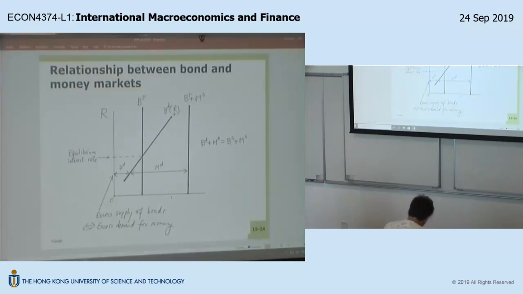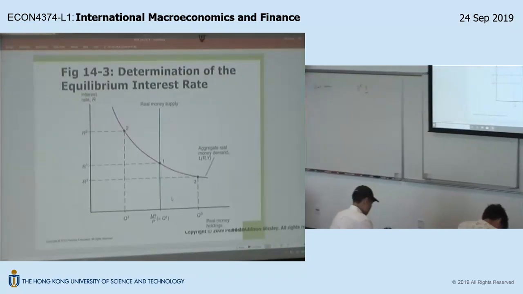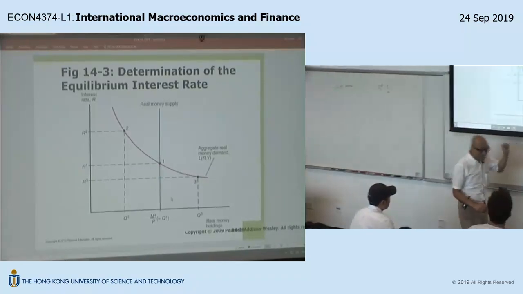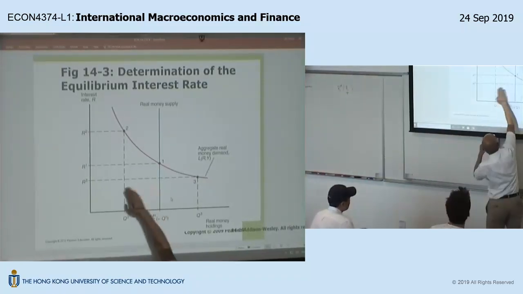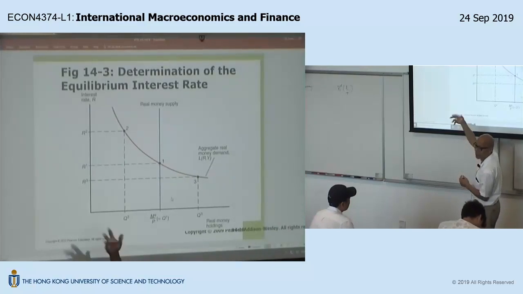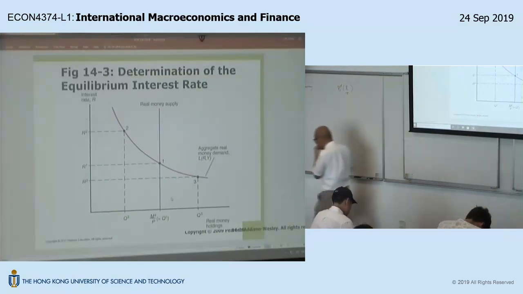So the reason why I tell you this is because, going back to this diagram, we want to explain what mechanism would drive the interest rate to go to the equilibrium level in the money market. That mechanism is what happens in the bond market, in the loanable funds market, basically. Okay? Is that clear?